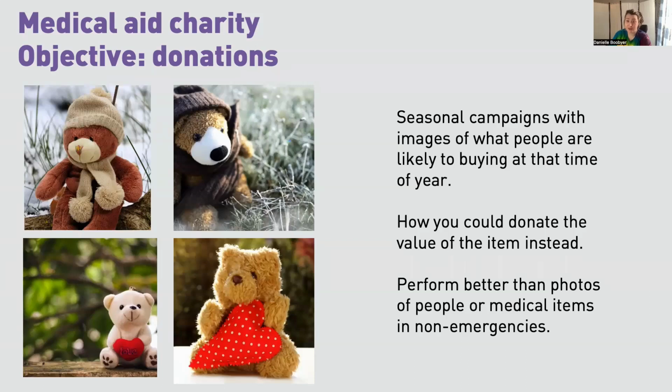What we did find is that images of what people are likely to be buying at that time of year worked. There was messaging that accompanied this on how you could donate the value of the item instead of buying it. What we discovered is we need to make the images feel relevant through the topic of the images by tailoring them to the season, and also by making sure that the hook and the timing were very relevant. As well as having messaging that referenced the time of year, the images were also made to feel relevant to people at that time. So we used teddies, for example, wearing warm clothes in the winter and hearts for Valentine's Day.